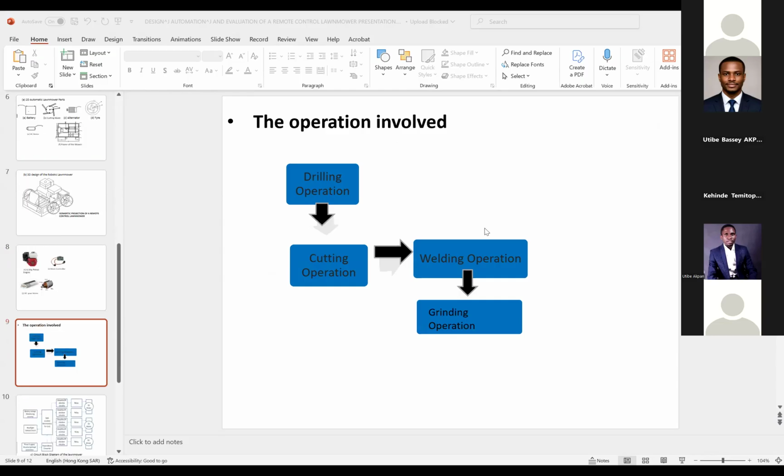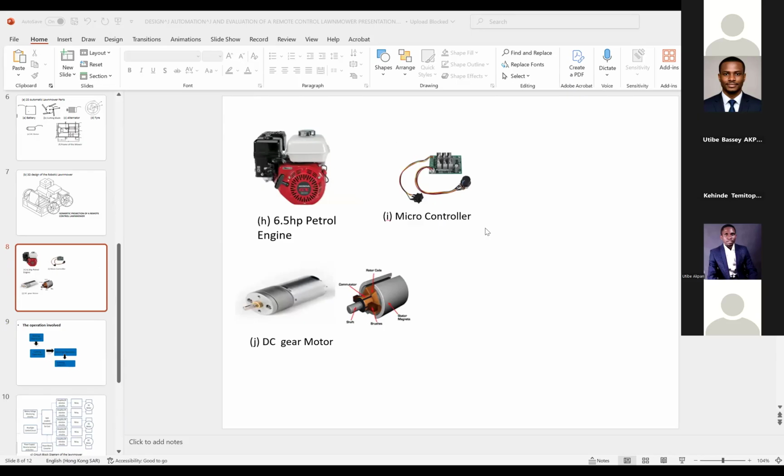The orthographical drawing there. Okay, thank you very much. Here on the screen we have the automatic lawnmower parts. This is the isometric drawing.